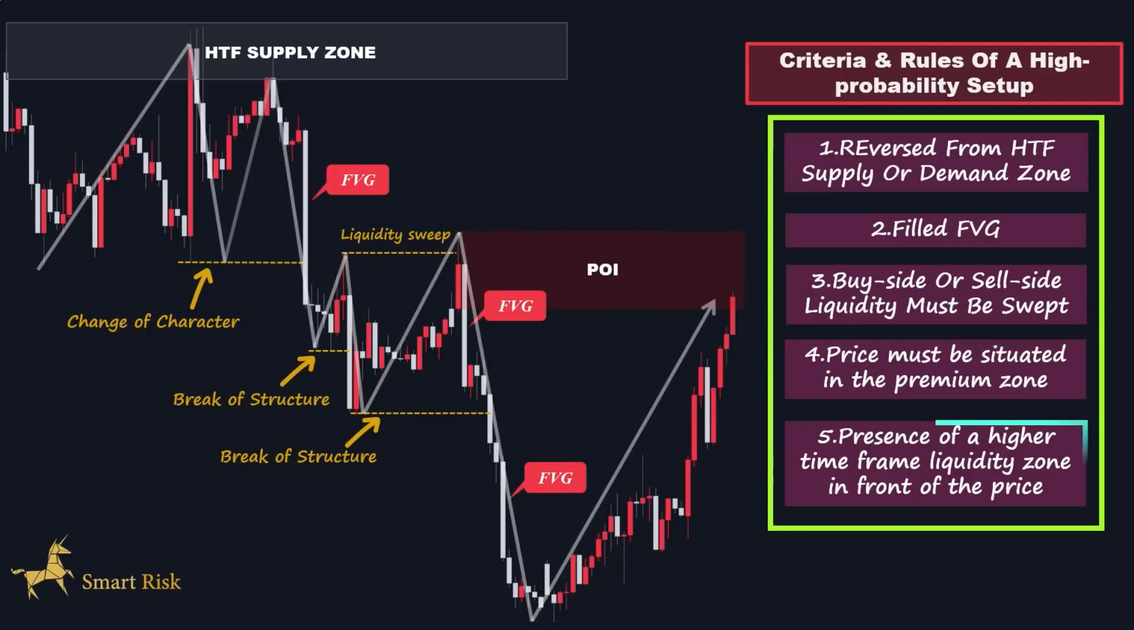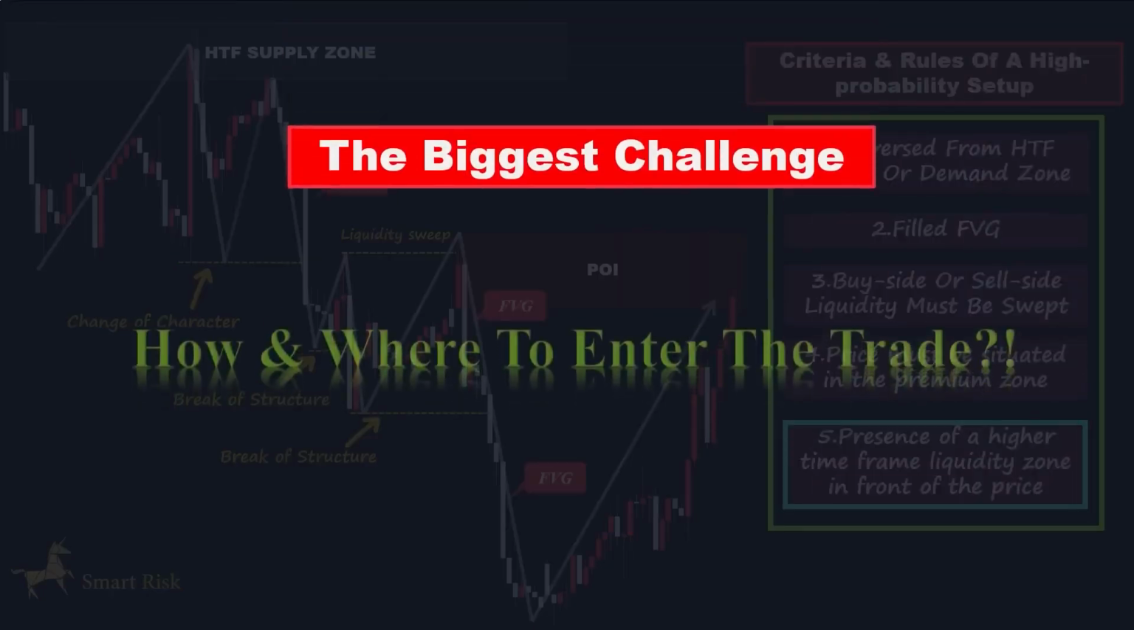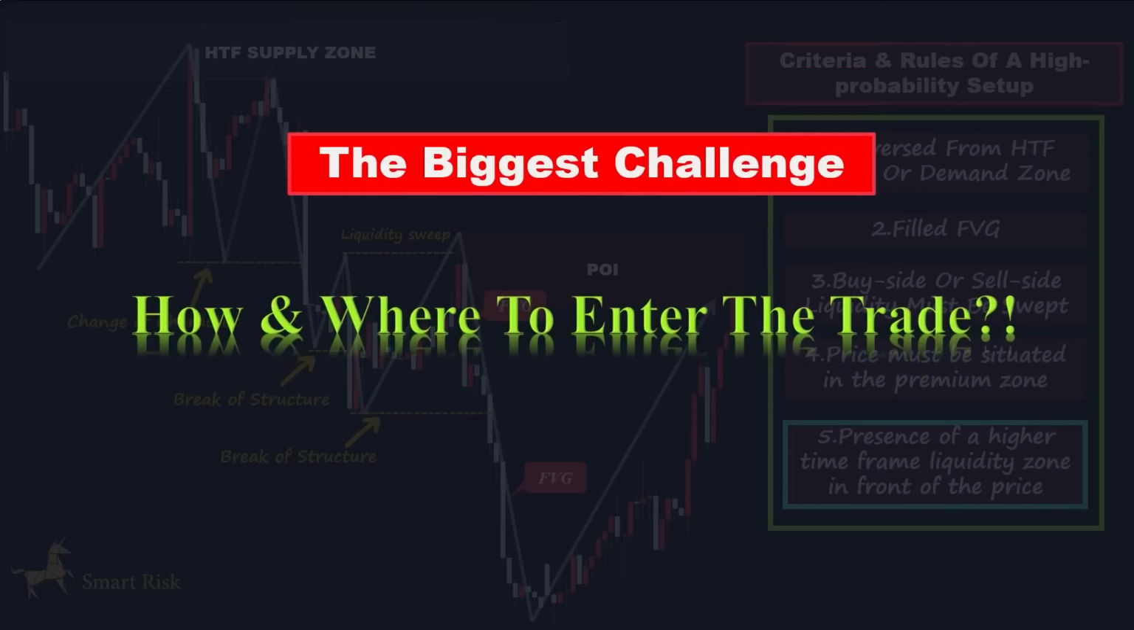The last rule is the presence of a higher time frame liquidity zone in front of the price that can be utilized as a potential take-profit level. When all these rules and criteria align, we have a high-probability trading setup. However, the biggest challenge traders face after identifying this perfect setup is knowing how and where to enter the trade. This is the most critical and tricky part of trading.